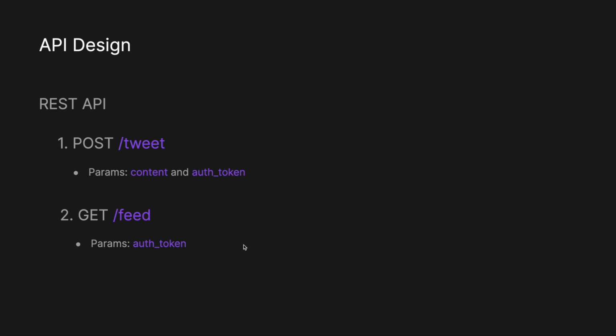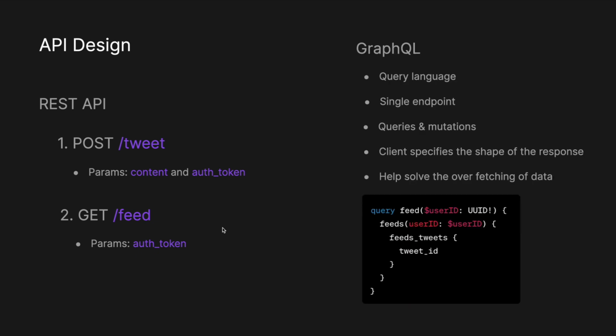And then we'll also have a get endpoint, which would be maybe just slash feed. And again, we just provide the auth token, and this will then generate the feed for us. And so while REST is one way of doing it, another way could be to use GraphQL.